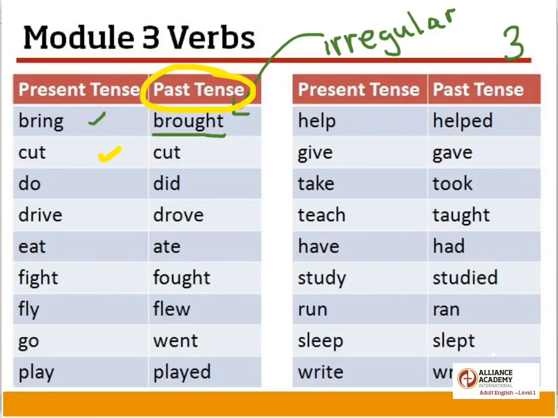That concludes the objectives of Module 3. We will start looking at some of the grammar that we will be looking at in Module 3.